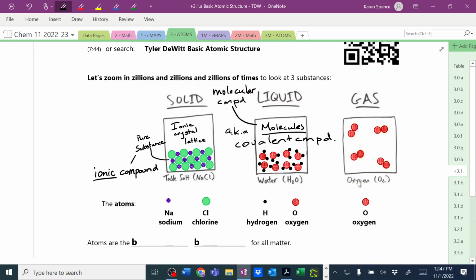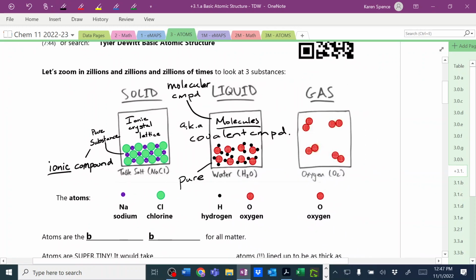Is this a pure substance or a mixture? It's another pure substance, pure. And our gas over on the side, is it a compound or is it an element? This one over here is an element. And what's it made of? 2 oxygens, so it is a molecule.